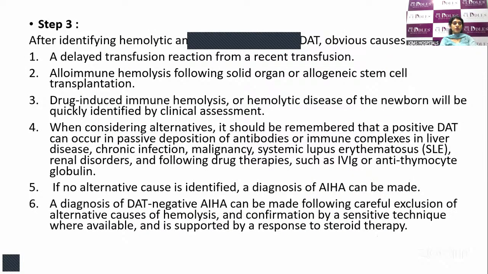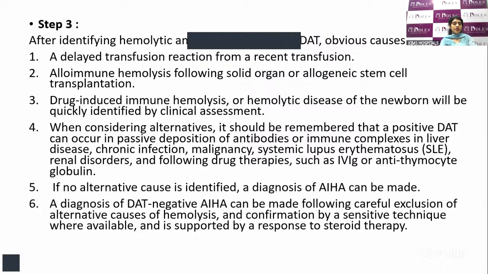After identifying hemolytic anemia, you have to rule out a delayed transfusion reaction from a recent transfusion, alloimmune hemolysis following solid organ or allogeneic stem cell transplantation; drug-induced immune hemolysis or hemolytic disease of the newborn will be quickly identified by clinical assessment. When considering alternatives, it should be remembered that a positive DAT can occur in passive deposition of antibodies or immune complexes in liver disease, chronic infection, malignancies, systemic lupus erythematosus (SLE), renal disorders, and following drug therapy such as IVIG or anti-thymocyte globulin.